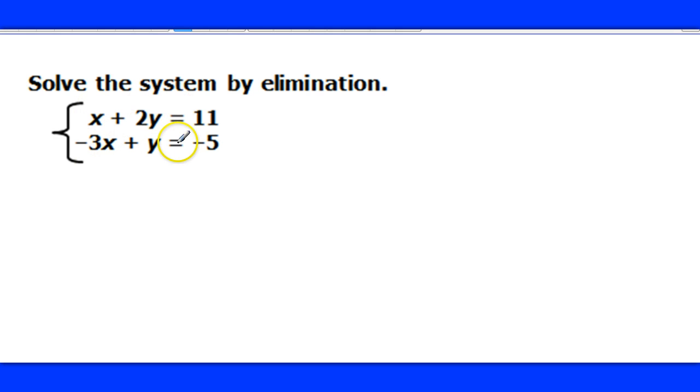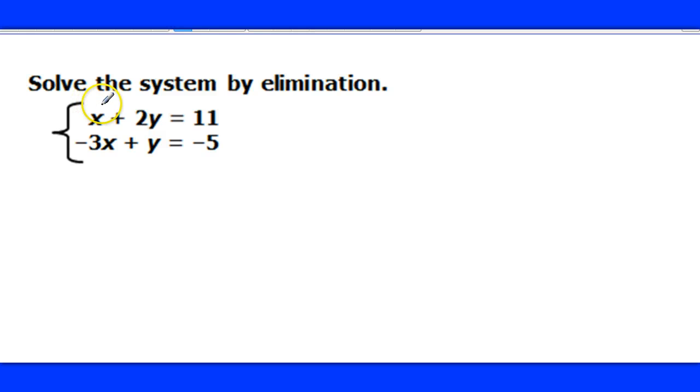They're already lined up. If they're not, you just have to move things around. I do not have opposites. I have a choice. I can either make opposites of the x's by multiplying everything on the top by 3, or I can make opposites of the y by multiplying everything on the bottom by -2. Sometimes you may have to multiply both of the equations, change both of the equations to make opposites.